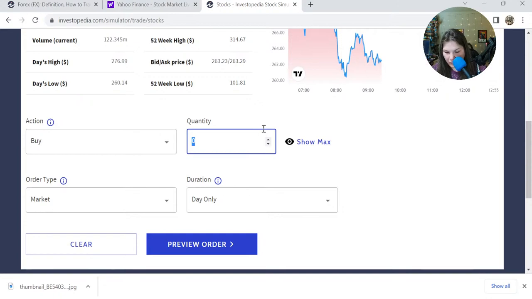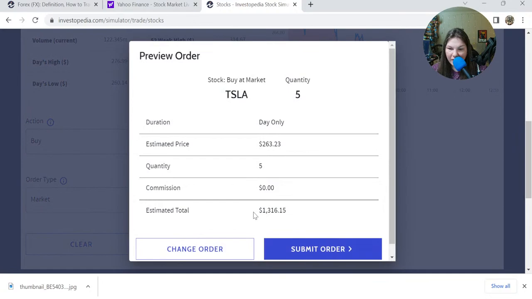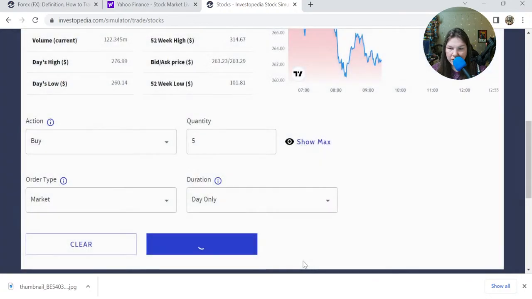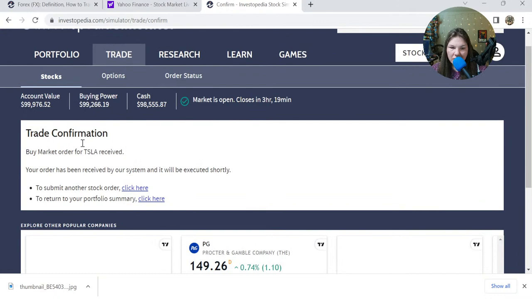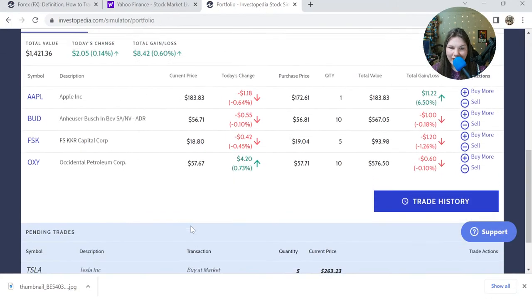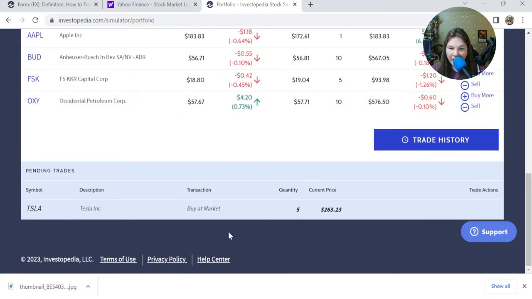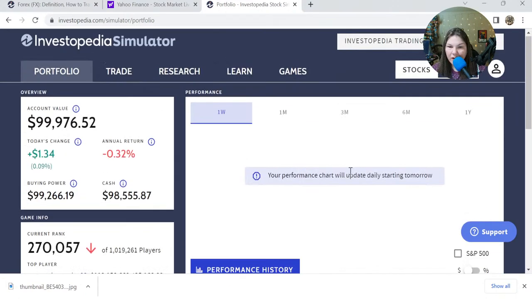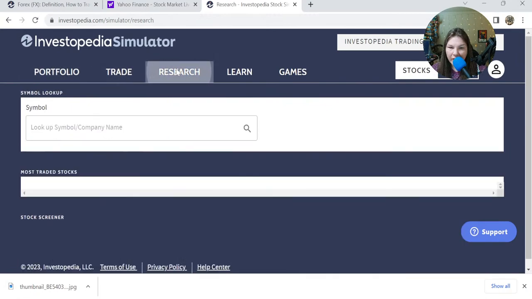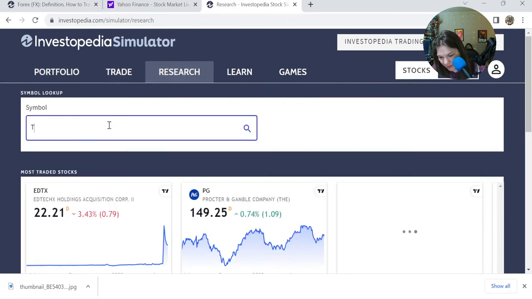Let's buy some Tesla so we can watch it. We'll buy it at a market order. That means that it's going to cost us $1,300. Now it's just going to confirm it, and you can go right back into your portfolio. It's not there yet, but they're working on it for us. See, it's down here. Tesla, 263 each. So we can go into research and look up Tesla also.